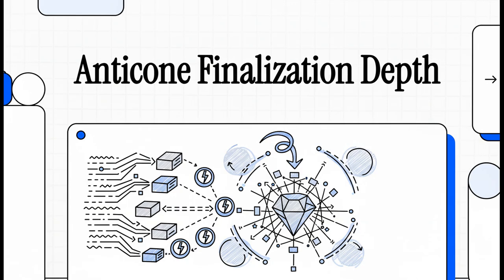All right, let's talk about something that sounds super complex, but is actually a genius solution to a huge problem in crypto. It's called Anticone Finalization Depth. Now, I know, it's a mouthful, but this is a groundbreaking idea for a whole new type of blockchain, and it tackles some of the biggest hurdles holding the technology back. So let's dive in and figure out why this is such a big deal.